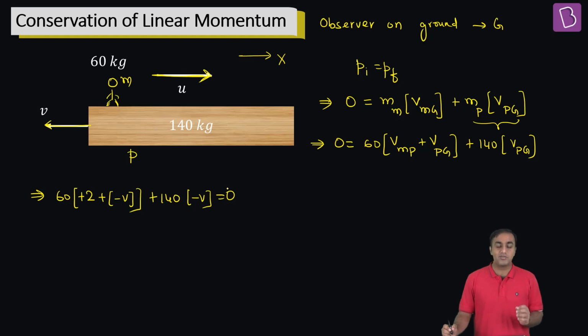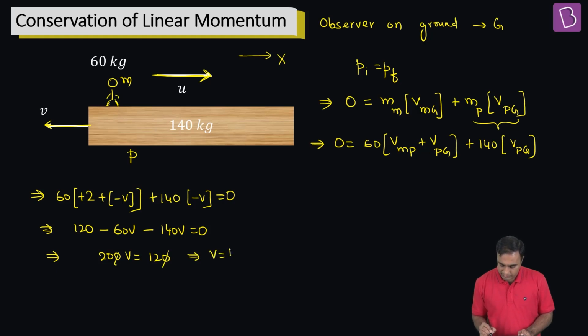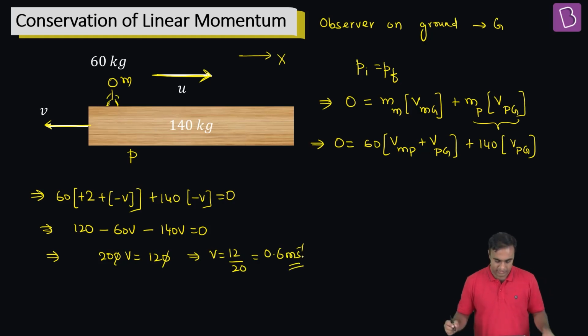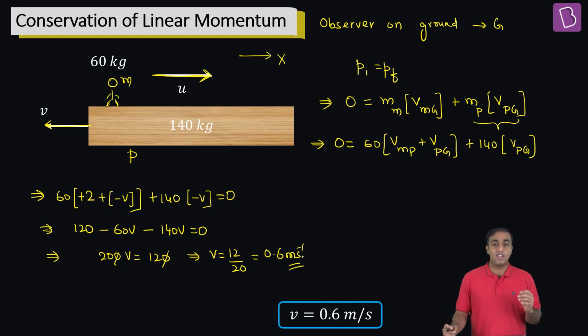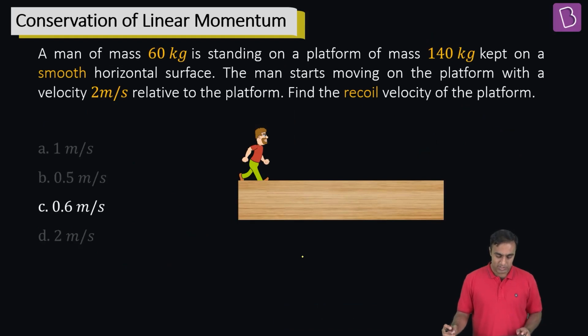Simplifying this will get us v that we want. You will get 120 minus 60v minus 140v equals 0, or 200v equals 120. Simplify this, you will get v to be 12 by 20 or 0.6 meter per second. What is it that we have got? We have got the recoil velocity of the platform in the opposite direction. So the final answer is 0.6 meter per second. The right option for this question is C.